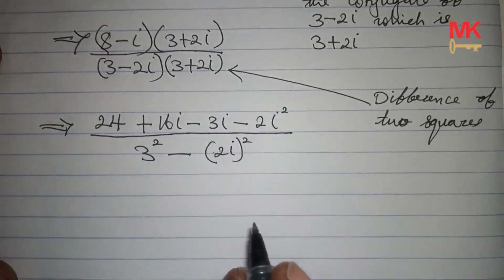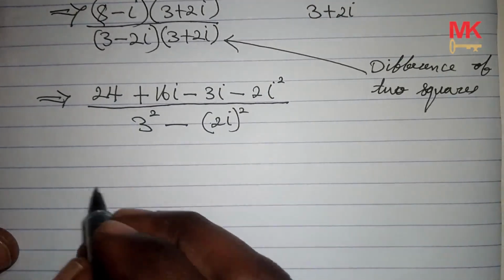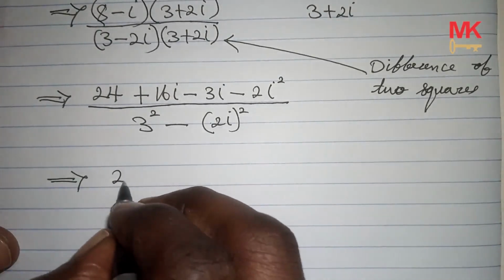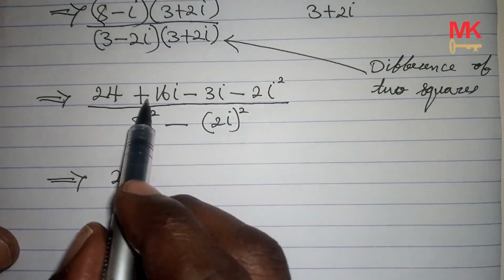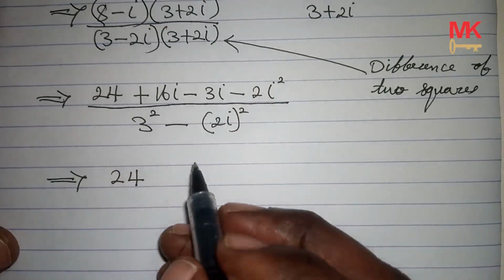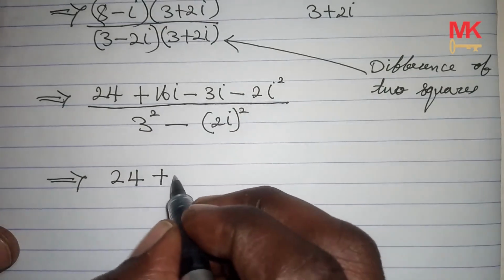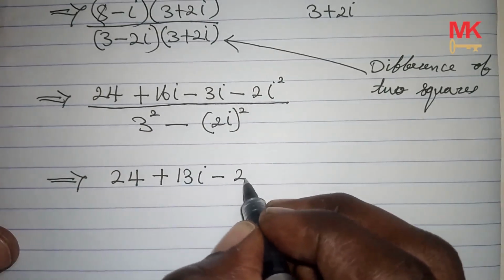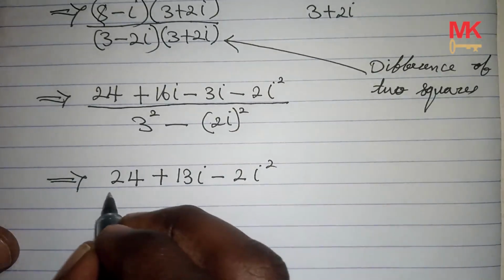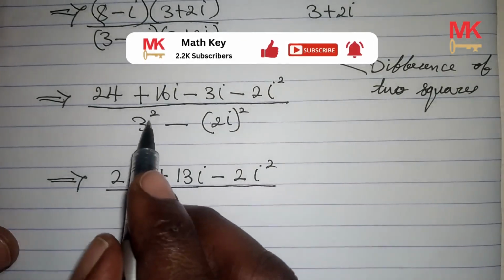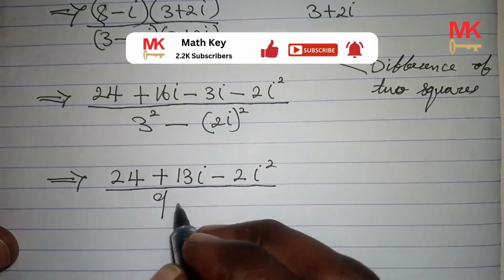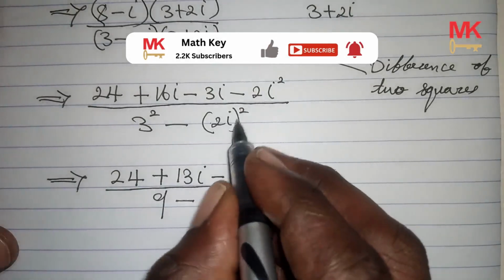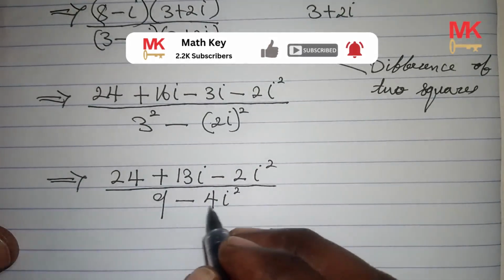Okay. So from here, we're going to simplify this, and it implies 24 plus 16i minus 3i gives us plus 13i, then minus 2i squared, divided by 3 squared gives us 9, minus 2 squared, 4, then we'll have i squared. So 4 is multiplying i squared.